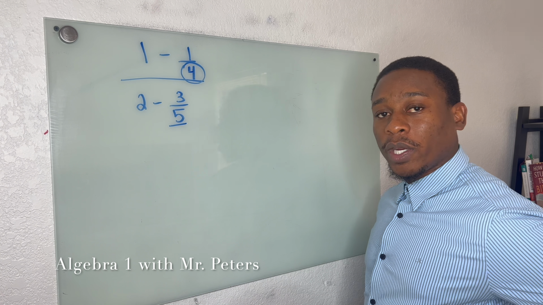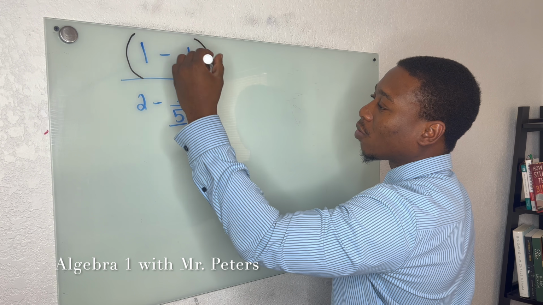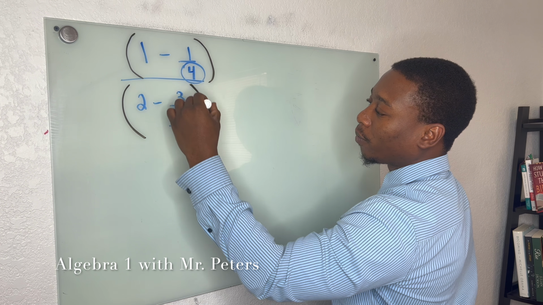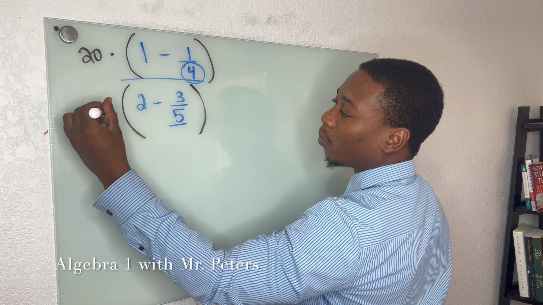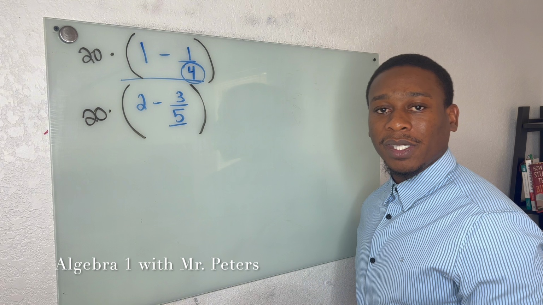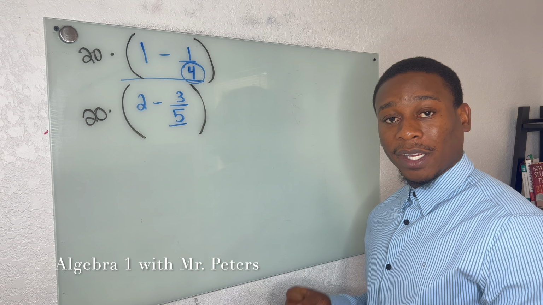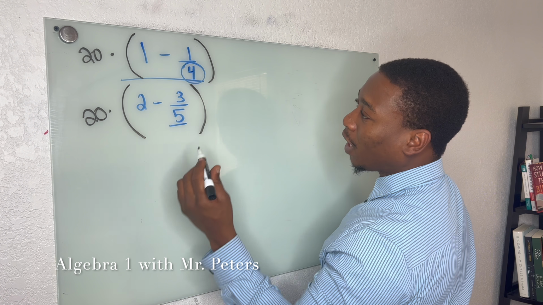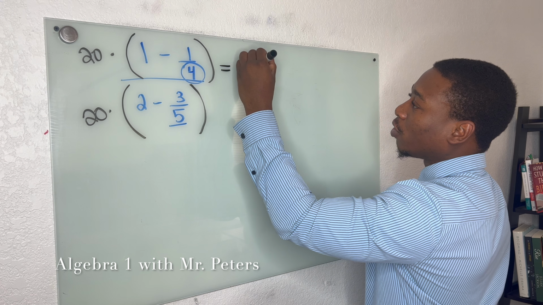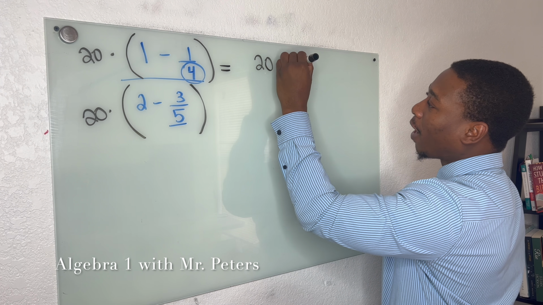So we're going to use 20 as our LCD, and I'm going to make parentheses so I don't forget I'm multiplying. So let's have 20 on the outside here and 20 on the bottom here. And remember, LCD is just going to help eliminate the fractions, okay? So this is why it's a good reason to use LCD. 20 times 1 is going to give us 20. 20 times 1 is 20 divided by 4 will give us 5.